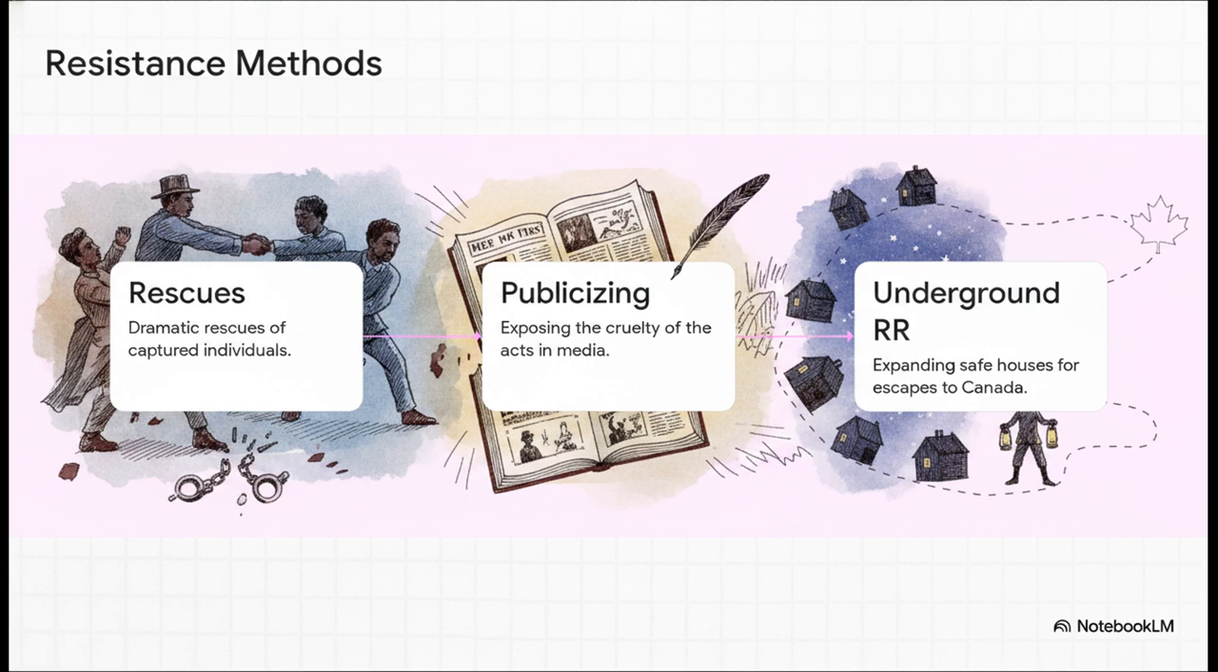This incredible network of safe houses and brave guides worked tirelessly to help enslaved people escape not just to the northern states, but all the way up into Canada, where U.S. federal laws couldn't touch them. They essentially chose to obey a higher moral law over an unjust federal one.